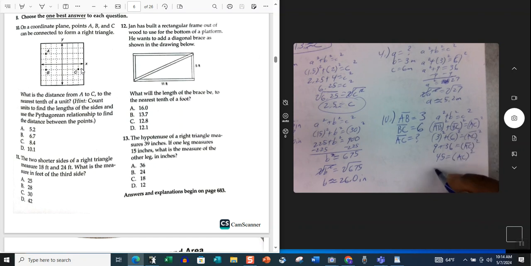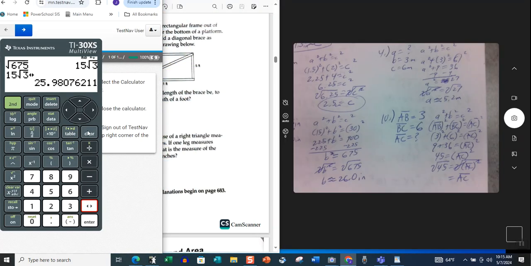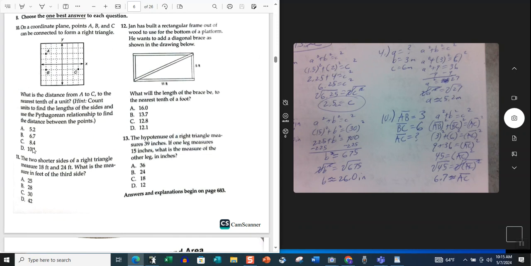squared. Now we would take the square root of both sides. The square root and the square will simplify off. And we have side AC, and we'll take the square root of 45. Let me pull that up. Clear that out. Second, x squared, square root of 45. And then we'll press the double arrow to get our decimal, so it'll be approximately 6.7. So that'll be B.